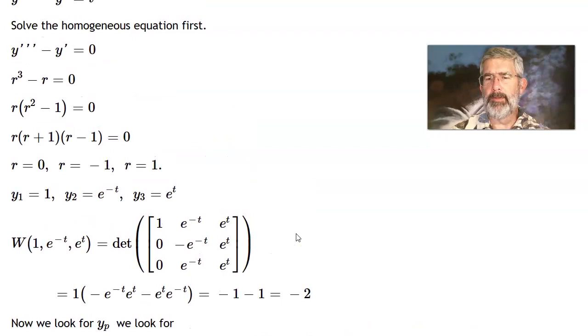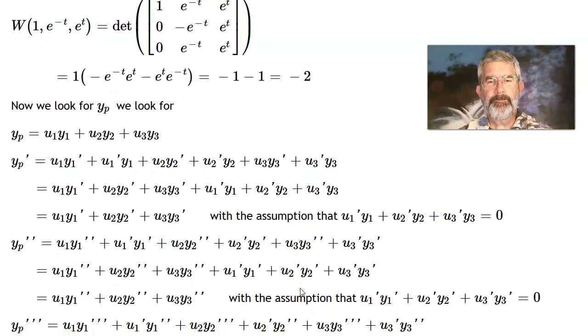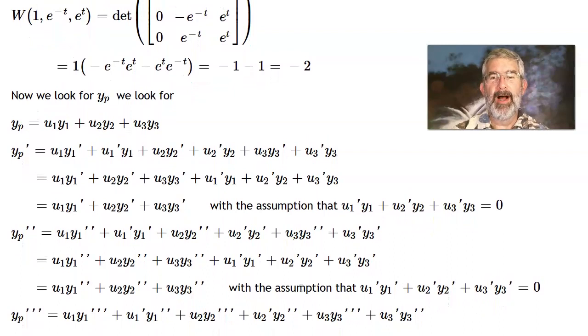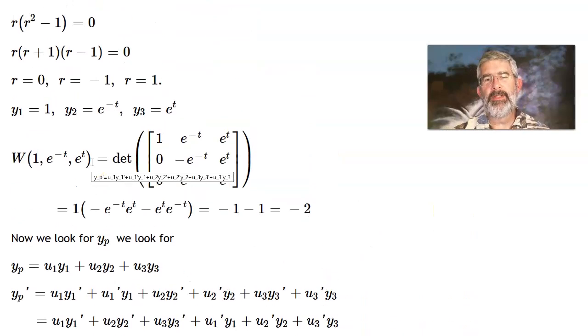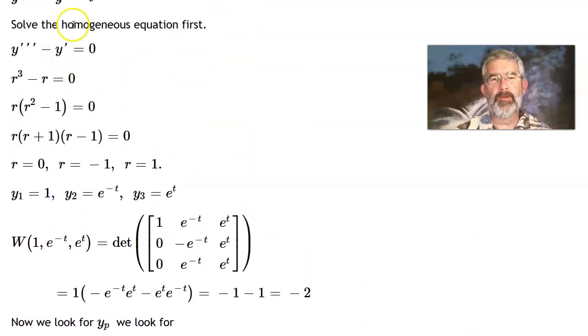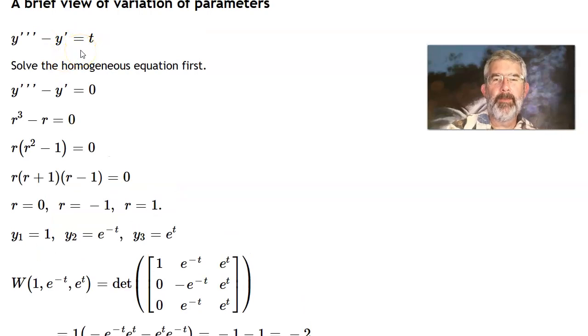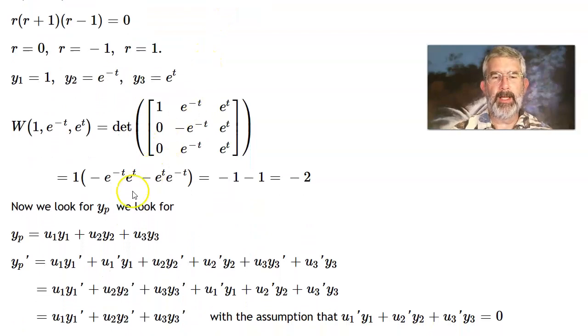Abel's theorem would have probably told me that as well. Anyway, so now, how does this work? We are now going to look for a particular solution to this differential equation right here, and we're going to do variation of parameters. Now, we do this by saying that we're going to look for y sub p by finding u1, u2, and u3, so that when we multiply them by y1, y2, and y3 and add those together, the result is a solution to the non-homogeneous differential equation.